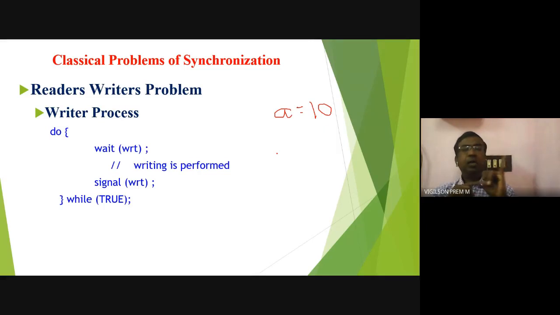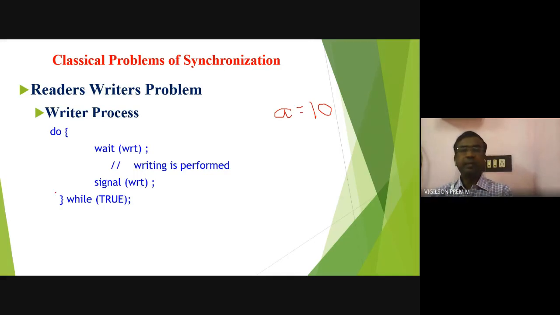Reading, all other processes are allowed to read. When one process is reading, other processes are not allowed to write. When one process is writing, other processes are not allowed to read. When one process is writing, other processes are not allowed to write. So it is only possible that when one process is reading, another process can also read.